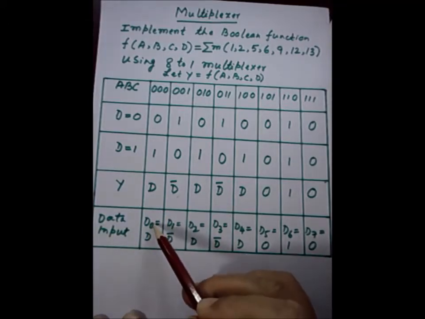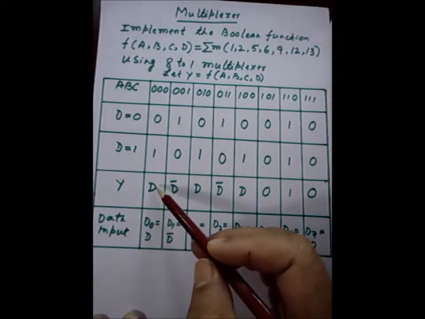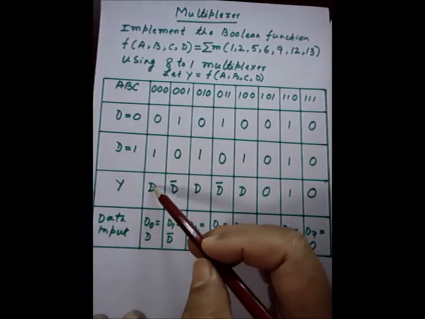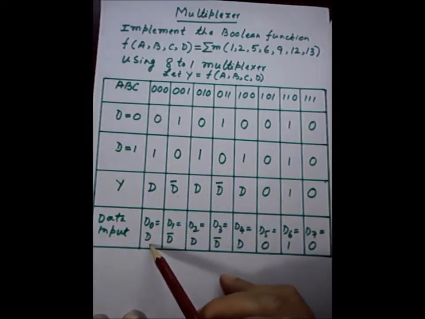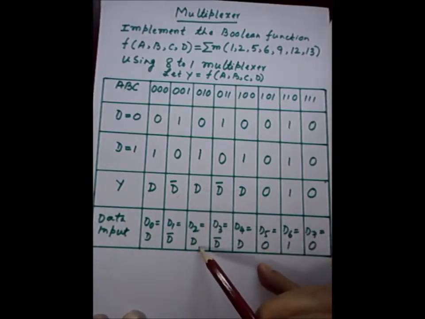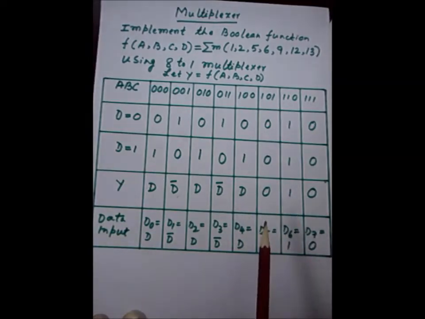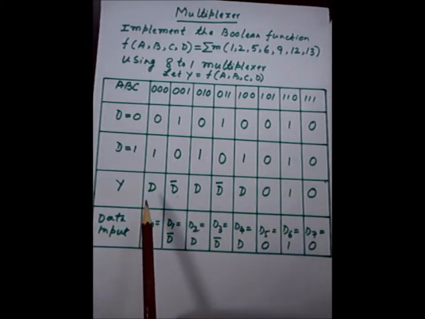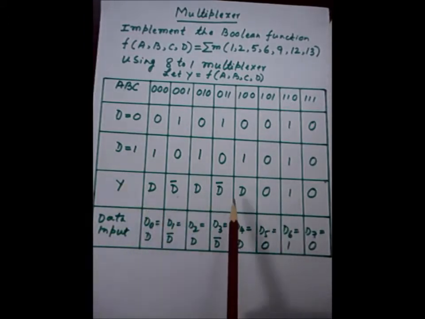And we know very well that the inputs to the multiplexer should be whatever we are getting here. D0 we are assigning D, D1 we are assigning D bar. Therefore D2 we are assigning D, and D3 we are assigning D bar, and D4 similarly, whatever we are getting, we are assigning from D0 to D7. As in the case of a 16:1 multiplexer, we are assigning serially to D0 to D7.